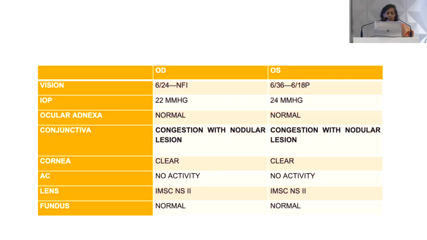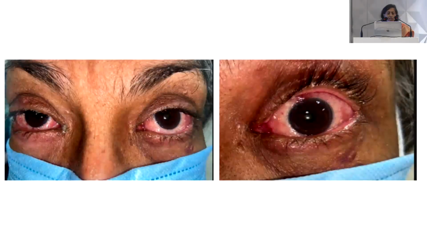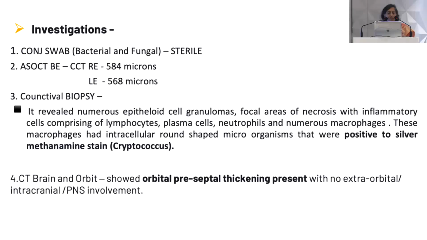And this is what she came to us with. There was congestion with nodular lesions. The eye was red and inflamed. And whenever we see this nodular lesion of the sclera, we always think of a systemic disease. So we again did the routine, as you know now, the drill, the conjunctival swab. We even did a conjunctival biopsy, and that surprisingly showed cryptococcus. She had orbital and preseptal thickening present.